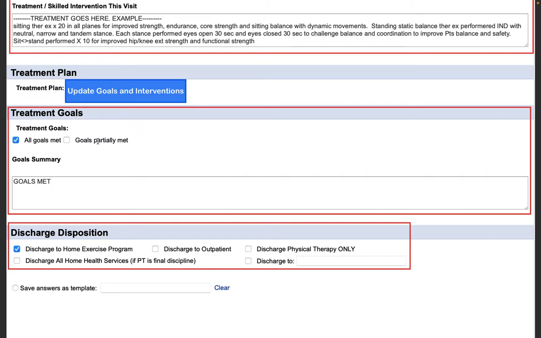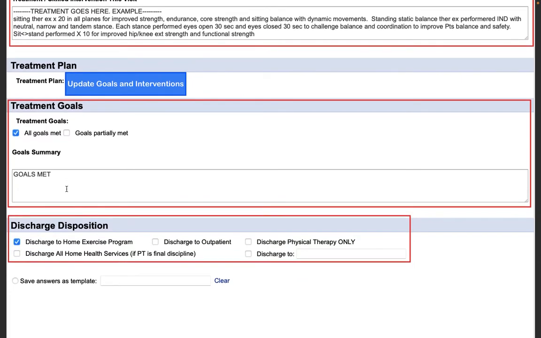And then you will need to give a broad explanation on goals. Were all goals met? Were goals partially met? If partially met, give a brief description here. Ambulation distance goal not met, balance goals not met, or simply goals met. Discharge disposition, where are they discharging to? Are they discharging to home, to outpatient, to home exercise program? That is the PT discharge, and then on to the discharge summary.